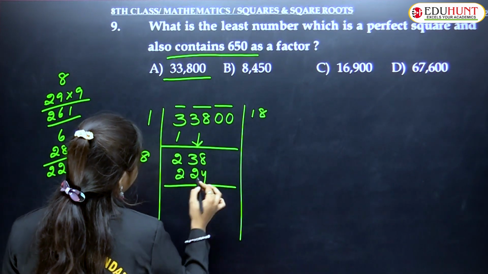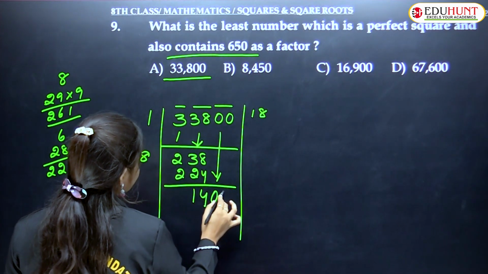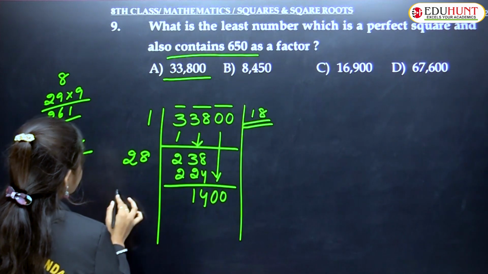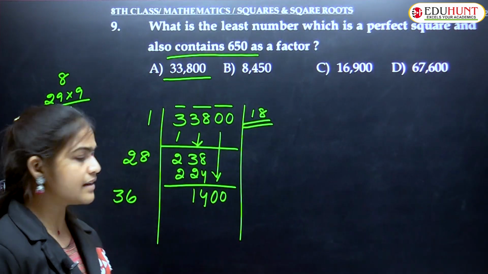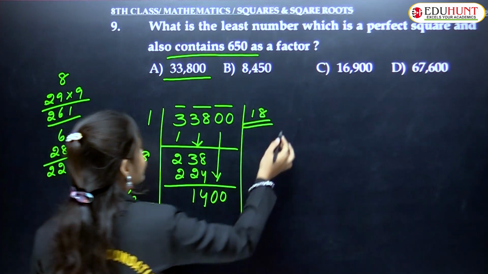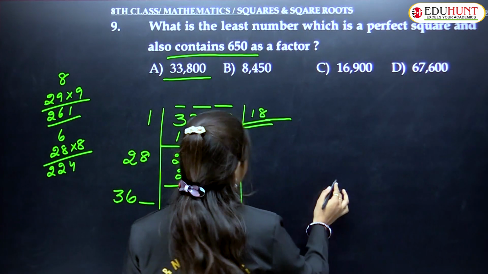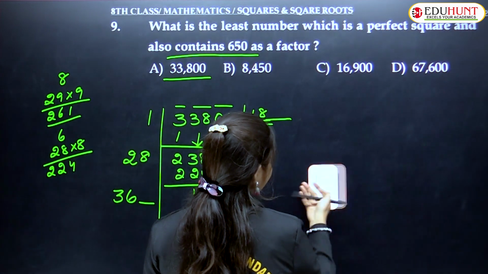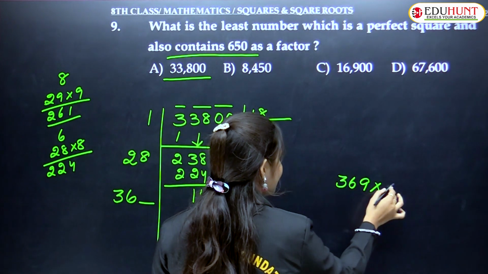224. So 8 minus 4 is 4, 3 minus 2 is 1. Drop down the next two numbers, 1400. Next, the double of 18 is 36. Next, which number are we writing here? The same number we should write here also. So now take the possible numbers. 36, and here which number? Just try from 9 onwards.